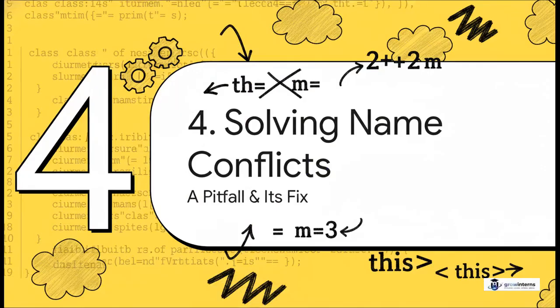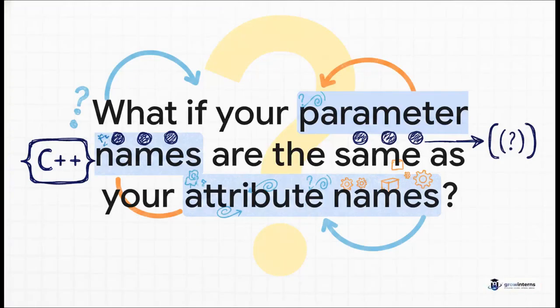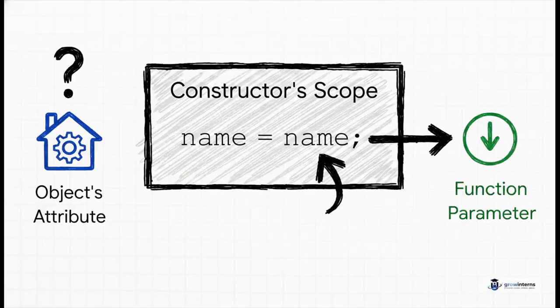Okay, let's move on to a really common scenario you're going to hit. For clarity, it's actually really good practice to give your constructor parameters the same names as your class attributes. But, as you can probably guess, this creates a bit of a naming conflict. So how in the world does the compiler know which name you're talking about? Is it the name attribute that belongs to the object itself, or is it the name parameter that's just being passed into the function? Well, this code is totally ambiguous.